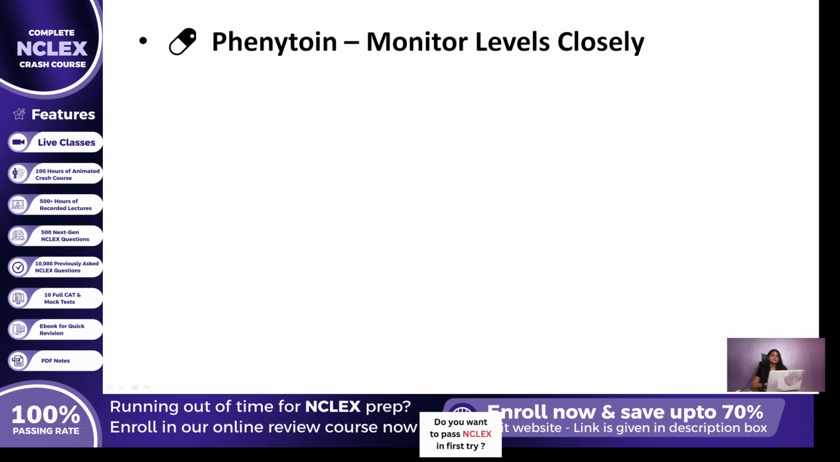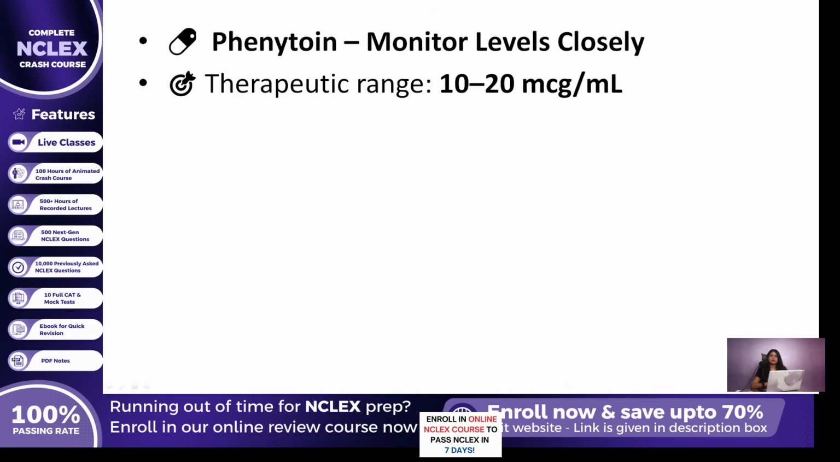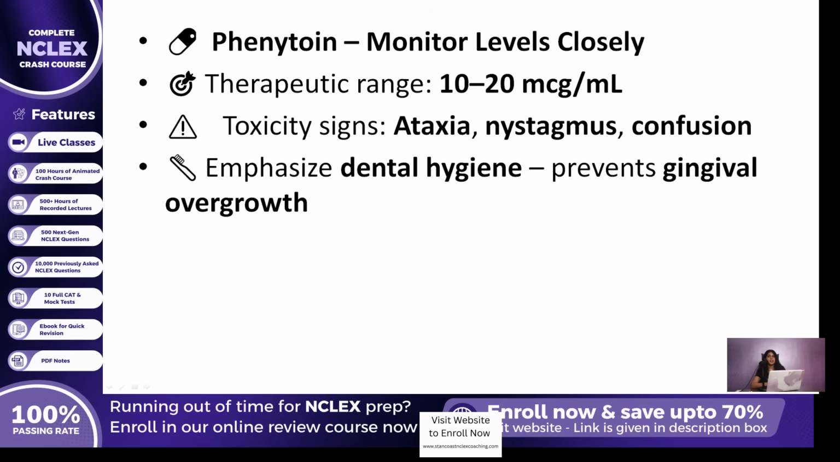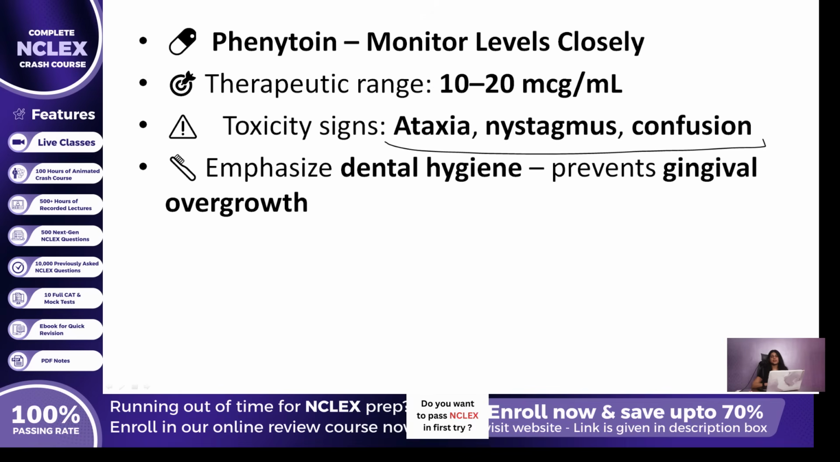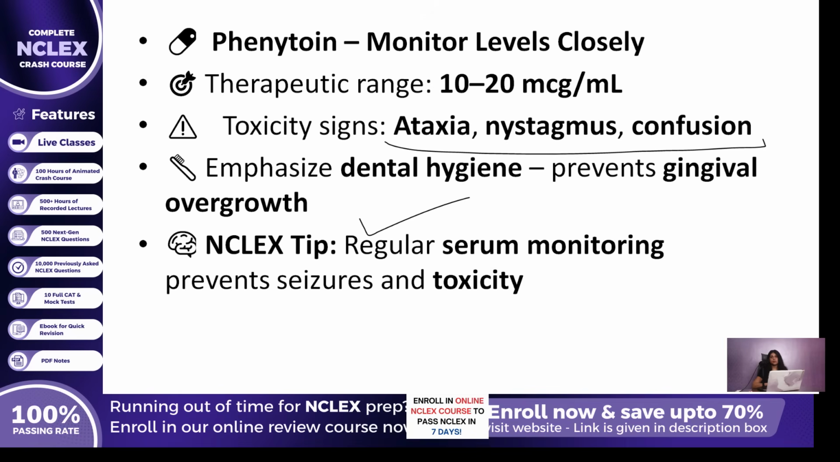Phenytoin requires regular serum monitoring due to its narrow therapeutic range of 10 to 20 micrograms per milliliter. Proper blood levels prevent seizures and avoid toxicity. Clinical pearls. Phenytoin toxicity causes ataxia, nystagmus, and confusion. Maintain dental hygiene to reduce gingival overgrowth. Therapeutic monitoring is essential to avoid underdosing or toxicity.